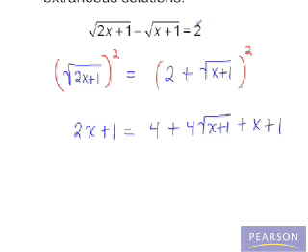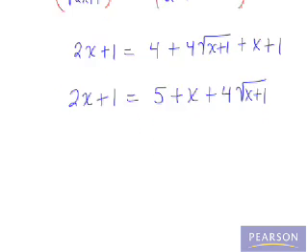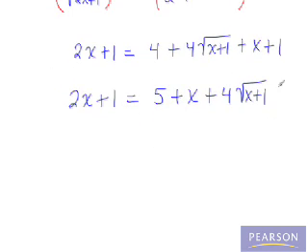So you can see we've taken the original equation that contained 2 radicals, and we now have an equation that only contains 1 radical. So our next job will be to get this term with the radical in it all by itself. But we have some like terms here that we can clean up a little bit. So we have 2x plus 1 equals 4 plus 1, 5, plus x, plus 4 times the square root of x plus 1. Again, we want to get this term isolated, so we're going to subtract 5 from both sides and also subtract x from both sides.